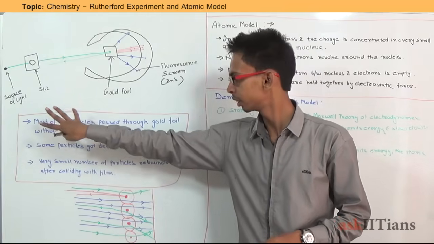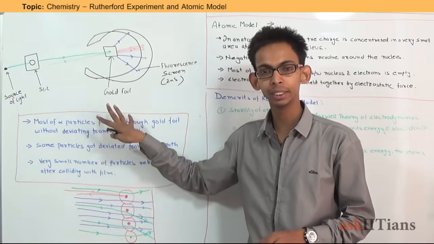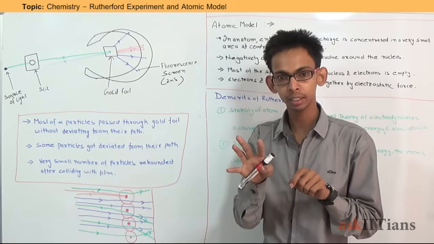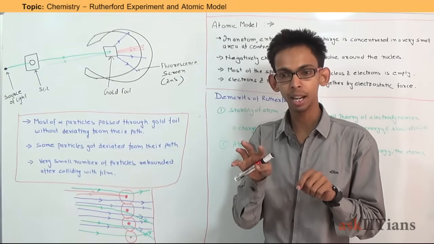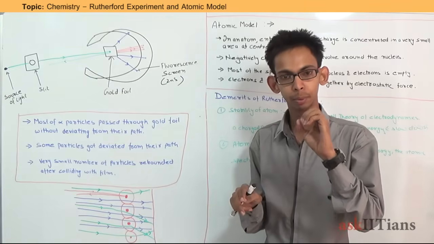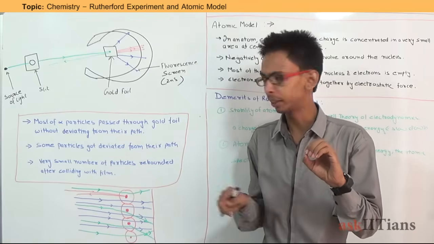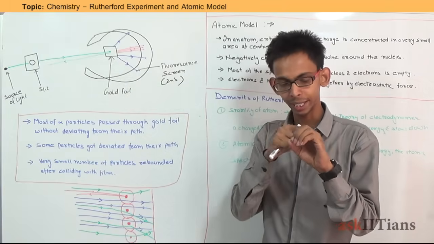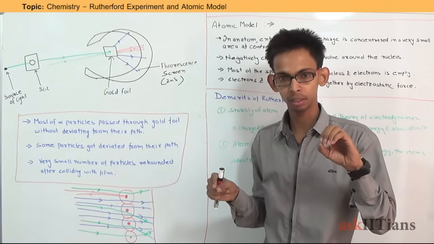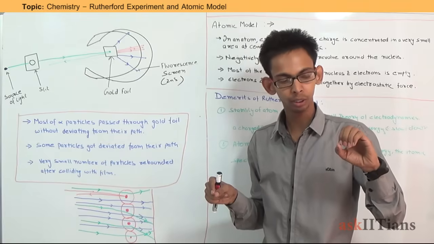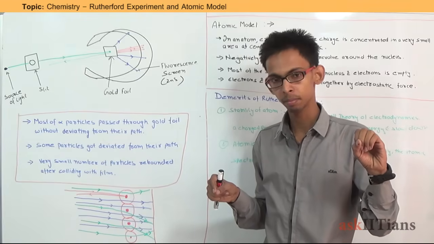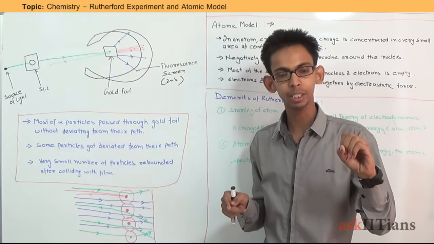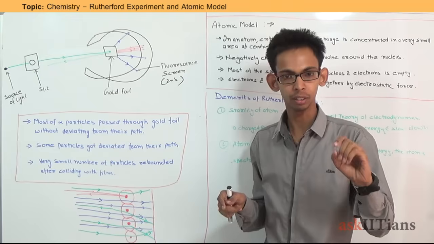This observation and conclusion means most of the space is empty in the atom, and there is something positively charged present in a very small area, because the number of particles which deviated was very small, so the size of that positively charged area present in the atom should also be very small. Most of the part is empty and there is something positively charged, very small, present in the center of the atom.